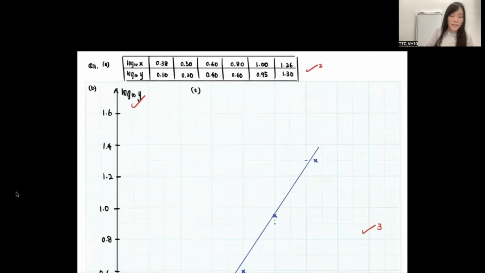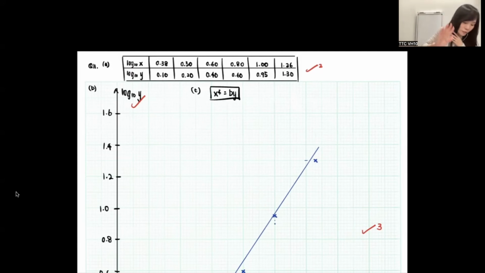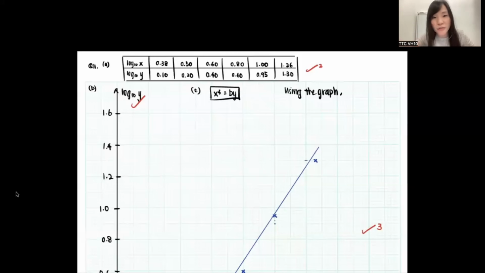Part C, they say: x to the power of 4 equals by, in linear form. So you're going to change this into linear form. They will give you marks for that. And then they say hence, by using the graph. So by using the graph, this is a very important keyword. I always tell my students, whenever they say using the graph, you cannot use substitution to get the answer. Even if the answer is correct, they won't give you marks because they already mentioned very clearly using the graph. You must use the graph to get the answer, not mathematics. You understand? Then they say find the value of A, find the value of B.